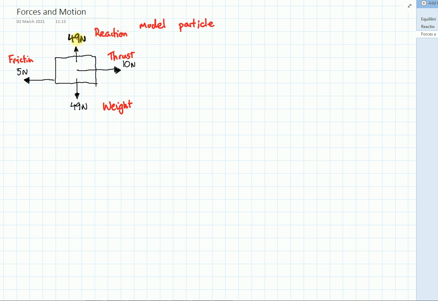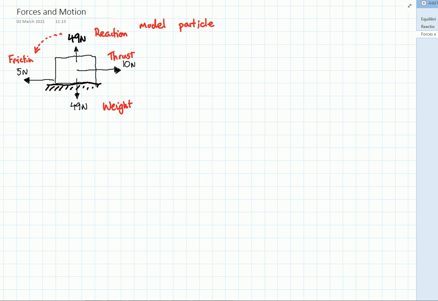And that reaction should also be linked over here to the mu. So reaction causes friction. At the moment you just need to know they cause them. The next chapter links those together. The table, because we're not moving vertically, there is no vertical component.